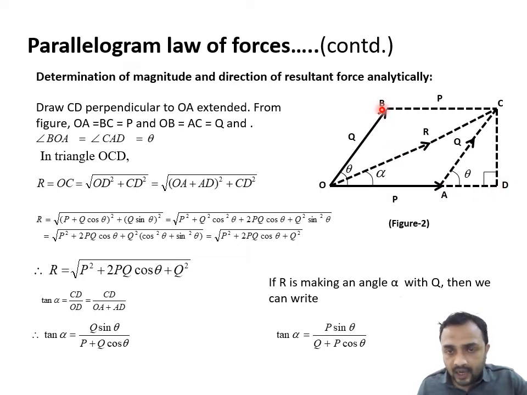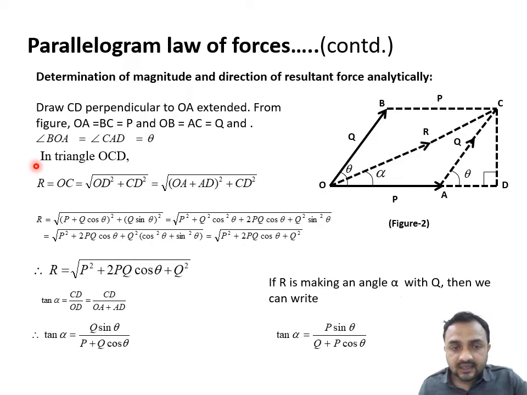As this is a parallelogram, side OA is equal to side BC, which is P. And side OB is equal to side AC, which is Q. Here we mention these things: OA equals BC equals P, and OB equals AC equals Q. Angle BOA, which is theta, is equal to angle CAD. This is also theta.